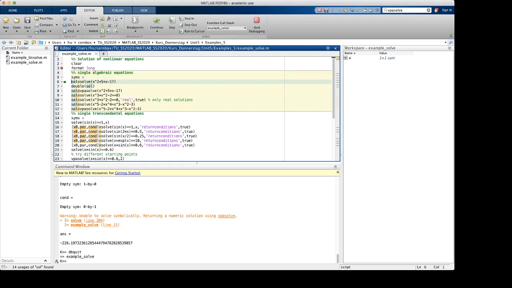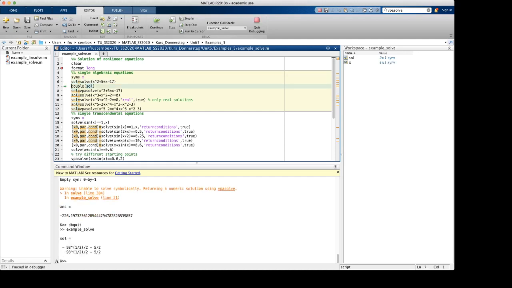an equation of degree 2, by the function solve. Please note that if there is a term like this one as the argument of solve, it's assumed that the equation to be solved is this term equals 0. So effectively we look for the zeros of the polynomial x squared plus 5x minus 17. This polynomial has two solutions.